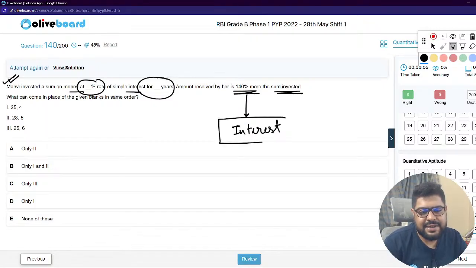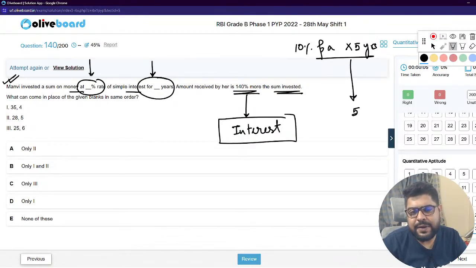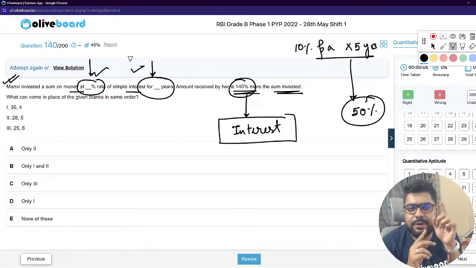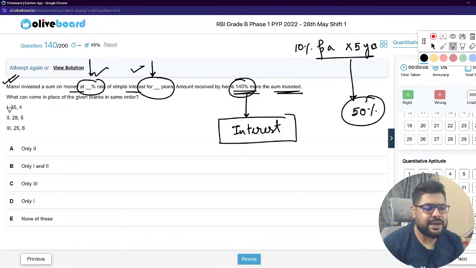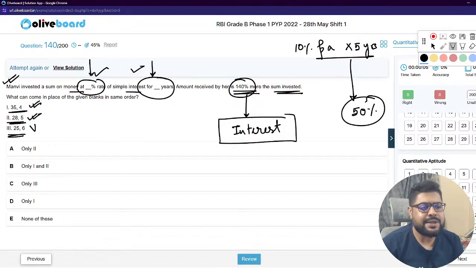Whatever value you put in these two places, you see 10% per annum into 5 years. That means you will get 10 into 5, 50% total interest. Total interest here is given as 140. So the multiplication of these two values should be equal to 140. Check the options. 35 into 4, yes, it gives you 140. 35 twos are 70, 70 twos are 140. 28 into 5, yes, this is the template for 140. 25 into 6, no, this is 150, not 140. So my answer will be only 1 and 2.